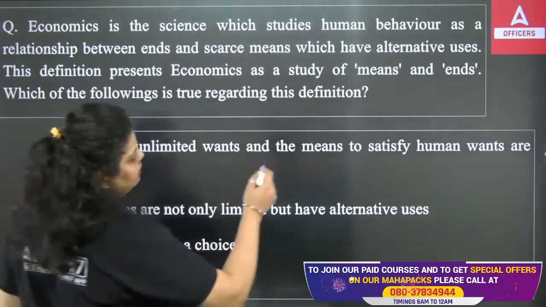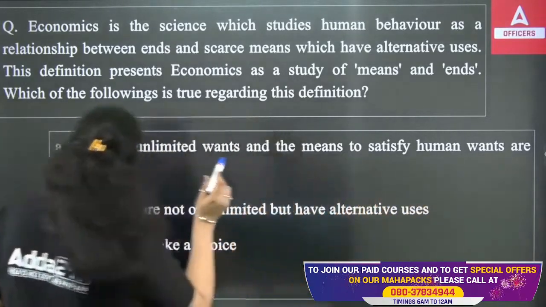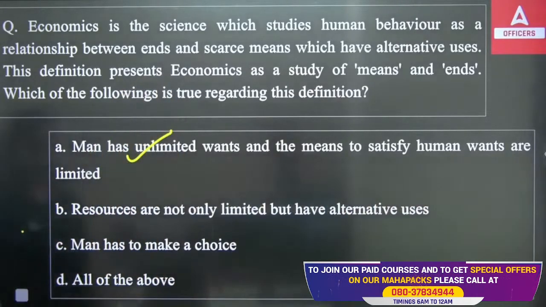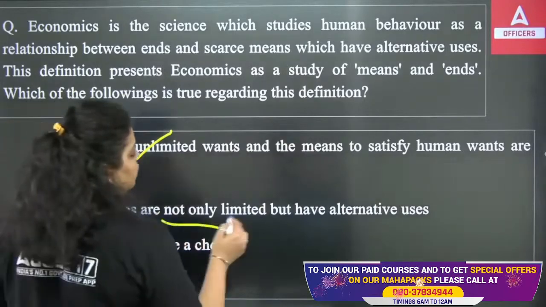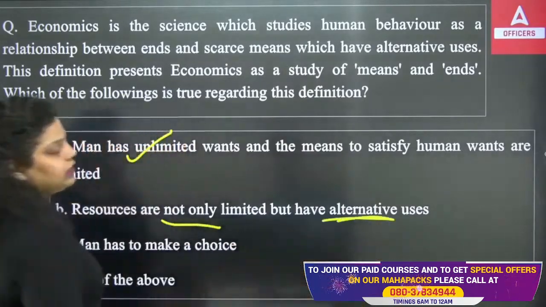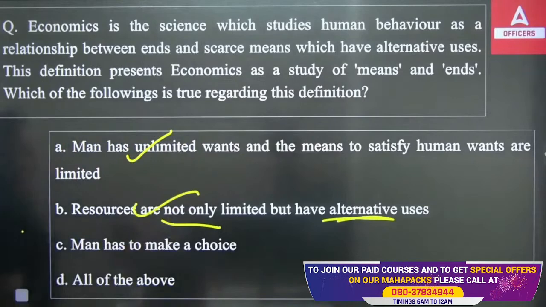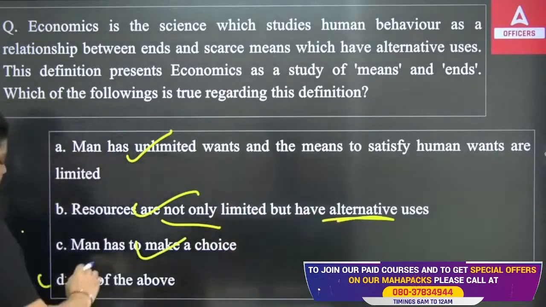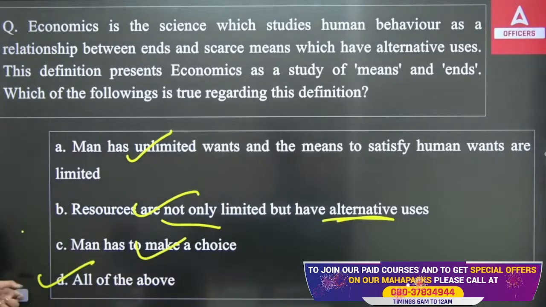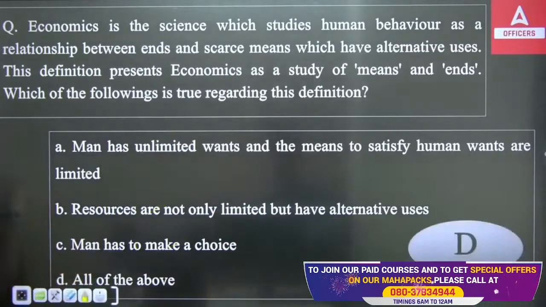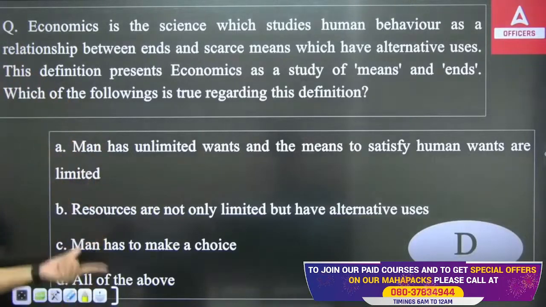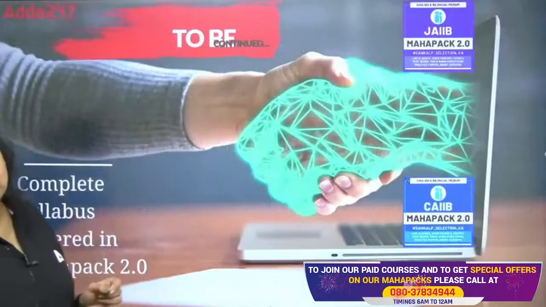Man has unlimited wants and the means to satisfy human wants are limited. This is what the option is saying, ends and scarce means. Resources are not only limited but also have what? Alternative uses. This is also true. Man has to make a choice. This is also true. You have to find out the alternative use now. So the right answer is option D. This is what the definition in the question is defining, that these are the things in economics. So the right answer will be option D.